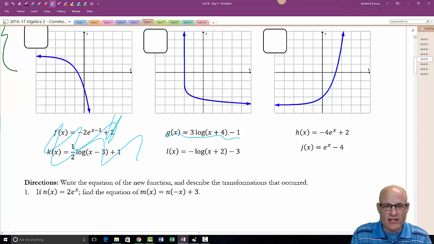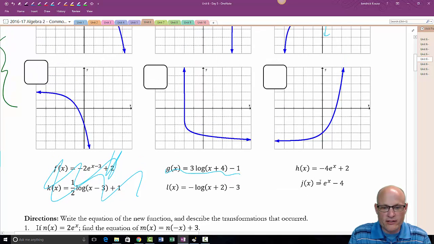All right, so how about the negative log that moved right? This is going to move left 2 and down 3. Left 2, down 3. It's got to be this one. Yeah, this one has to be L of x. And this looks like an exponential function that just moved down. Now, I remember all exponential functions have to go through this, and it moved down 4 units, so then it has to be j of x.